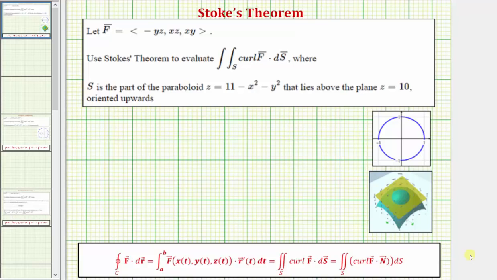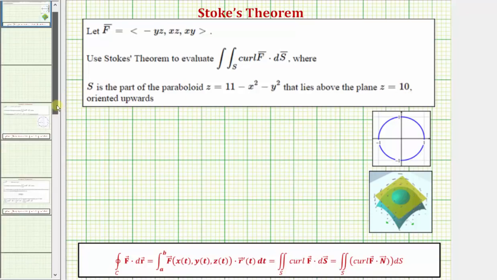Welcome to an example on how to apply Stokes' theorem to evaluate a surface integral. We're given the vector field F, and we're asked to use Stokes' theorem to evaluate the double integral over the surface S of the curl of F dot dS, which is often also expressed in this form here, which is equivalent. We want to evaluate this where the surface S is the part of the paraboloid z equals 11 minus x squared minus y squared that lies above the plane z equals 10, oriented upwards.